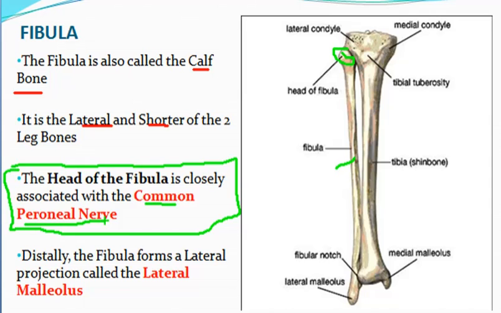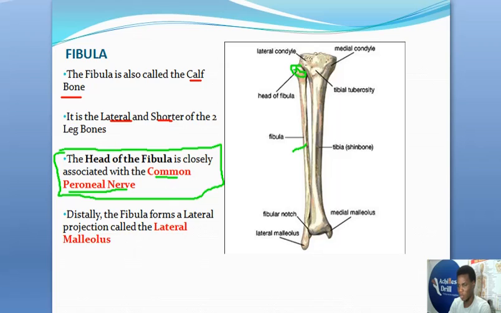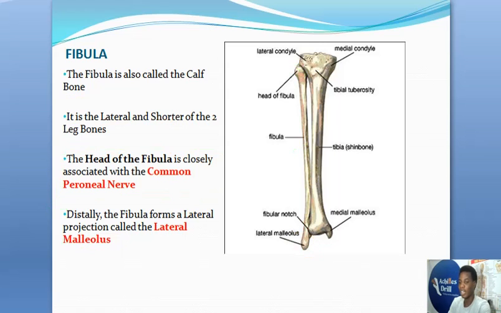Okay, so I made emphasis on this point as well. The head of the fibula is associated with the common peroneal nerve. That's why with damage or a fracture to the head of the fibula, there is often a high probability that the common peroneal nerve will be affected as well. Okay, so note that. And then distally, the fibula has the lateral malleolus, just as we explained earlier. That's this projection right here, the lateral malleolus, which is the distal end of the fibula. All right, now that was a beautiful one.